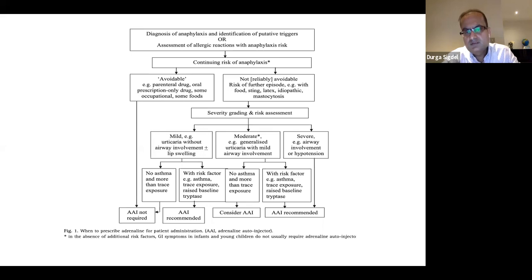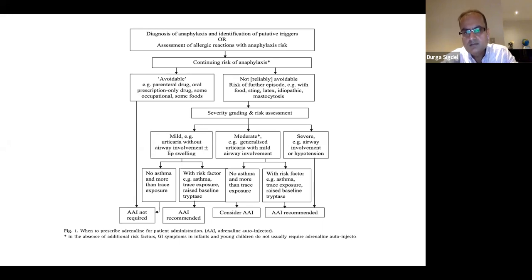And if there's a clear history of anaphylaxis and you can't avoid this food, for example, common food allergens like milk, egg, wheat, peanut, and these are easily available food protein, and the child can have accidental exposure, then we prescribe EpiPen. And then the second thing comes to the gray area.